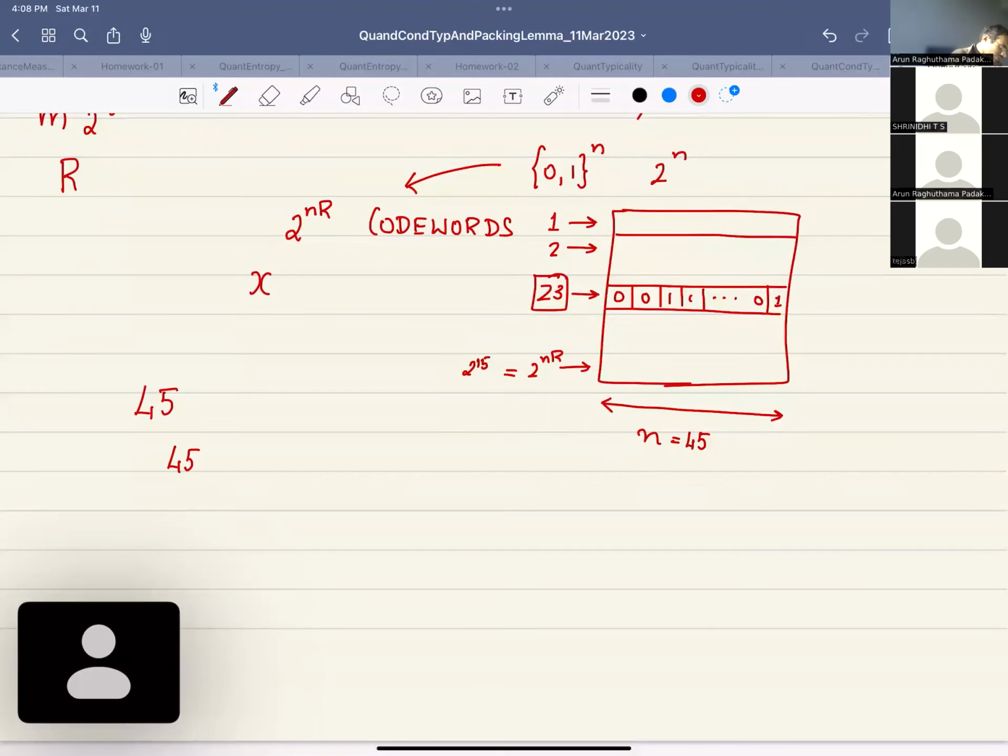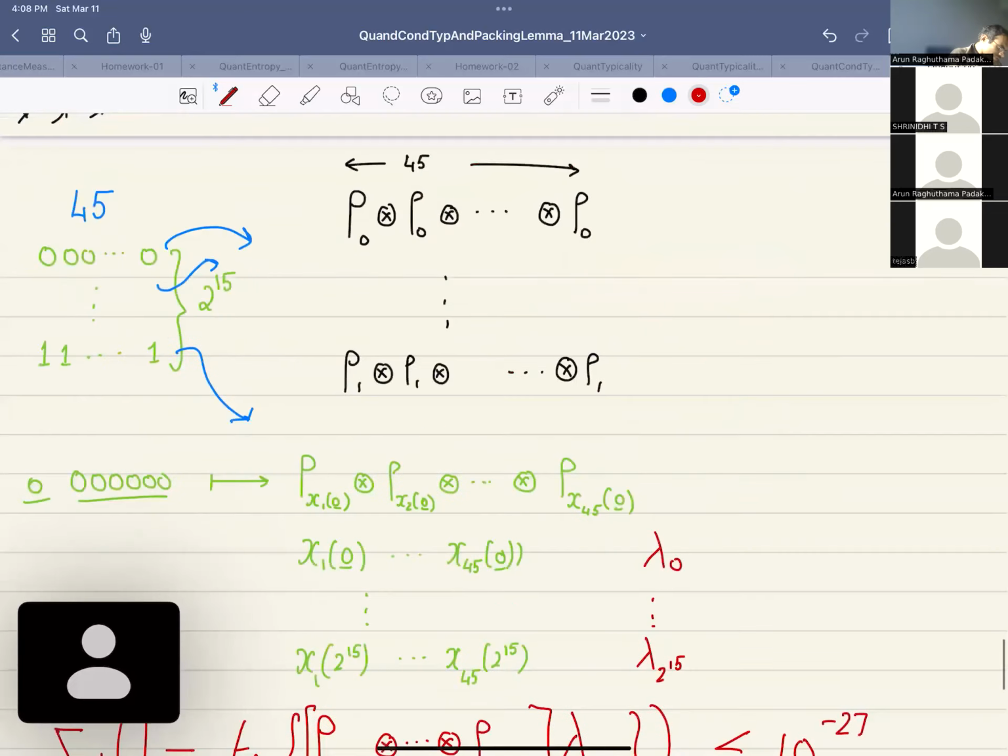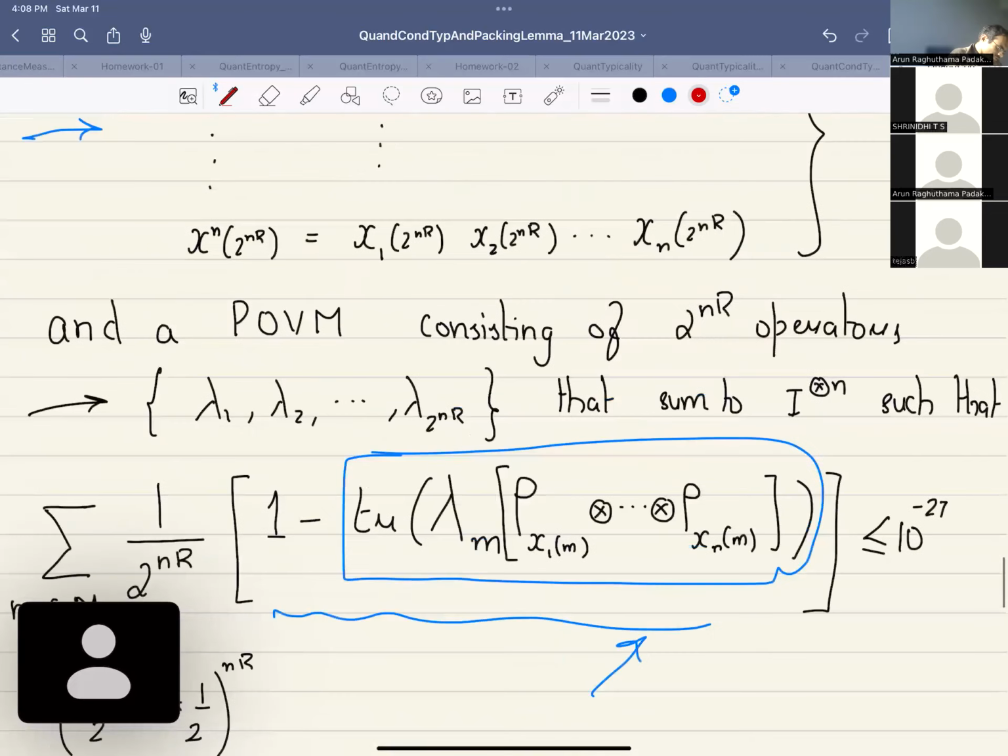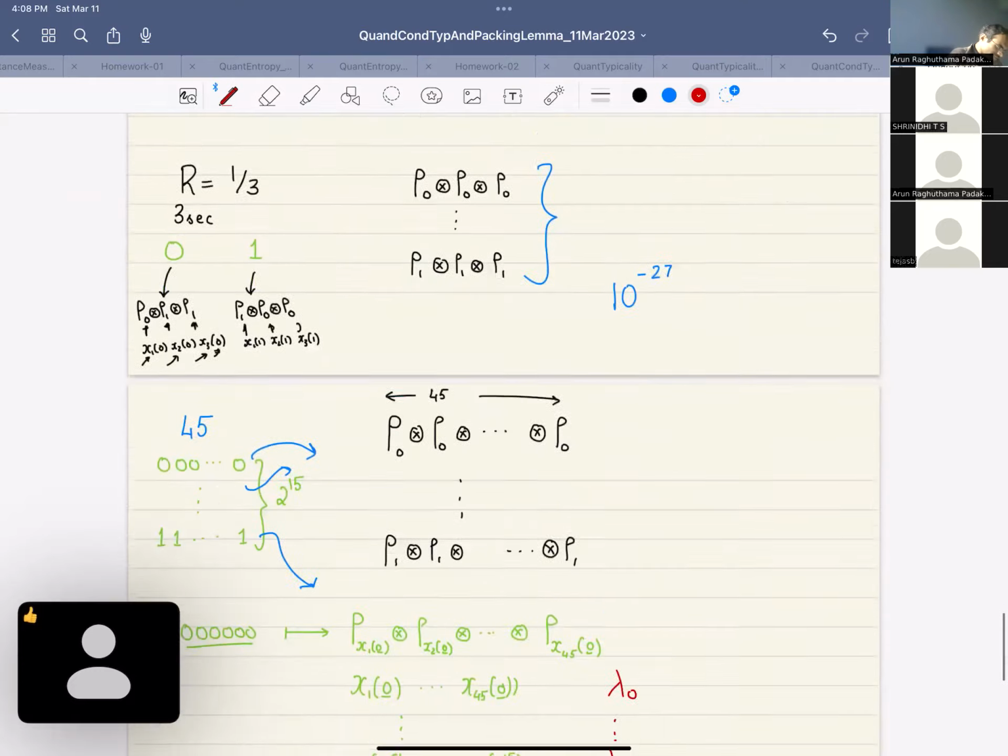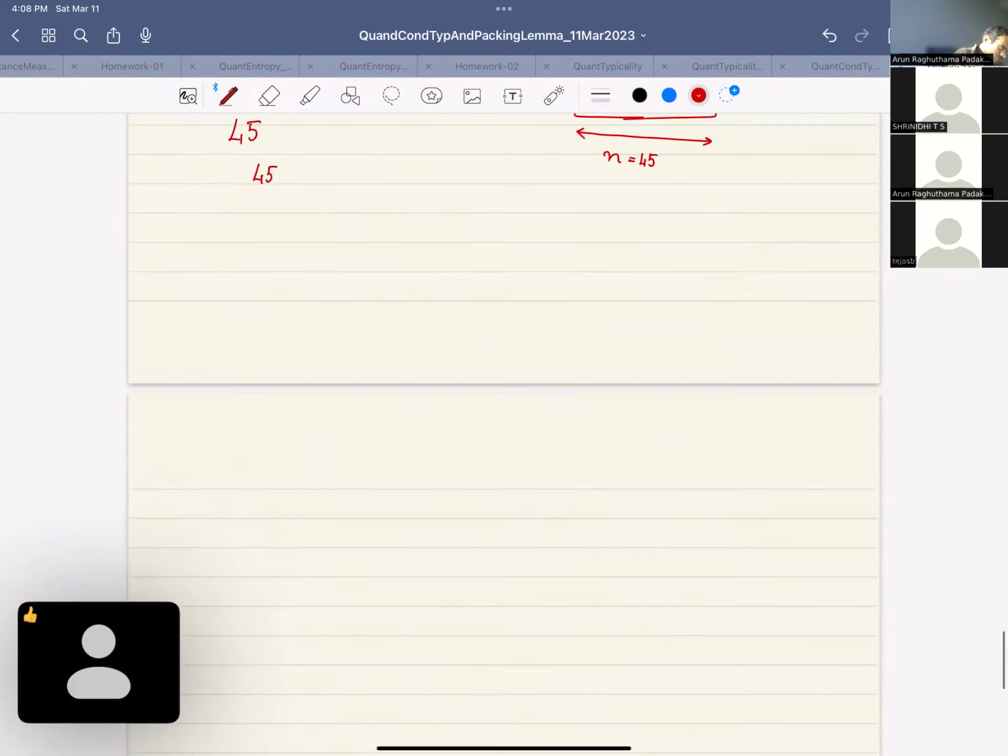Okay, so now does the whole thing make sense, the code word and the POVM? Yes, sir. Clear to everybody? Just put a thumbs up. I just want you to understand this, and I will actually write formal definitions for this, and then I will make the theorem statement.